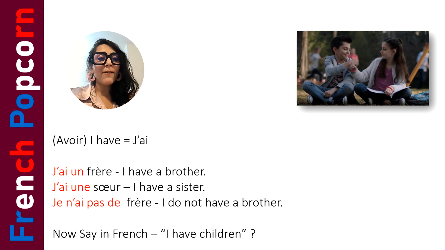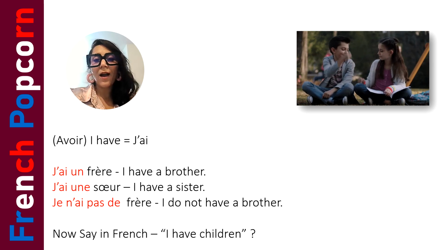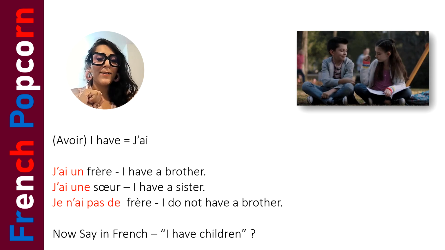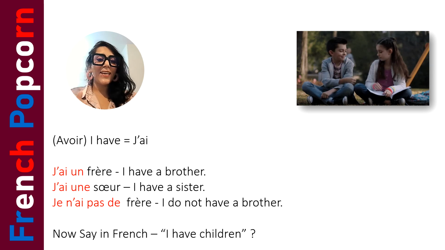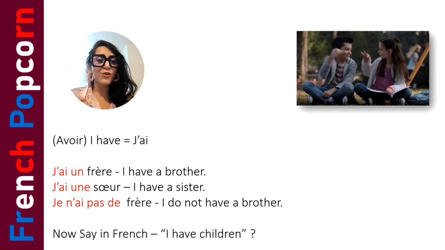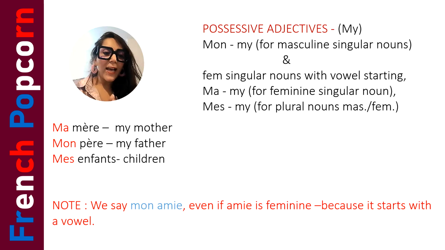And now look below. Can you say I have children? Do you remember how we say children in French? How can we say I have children? Très bien. J'ai des enfants. I have children. Super. Fantastic. Amazing.